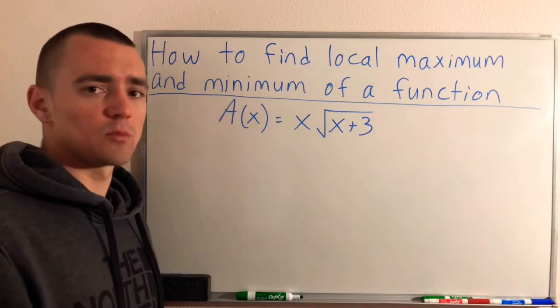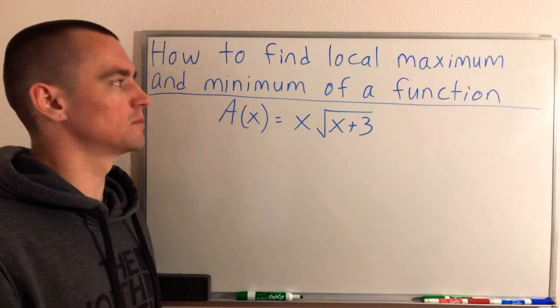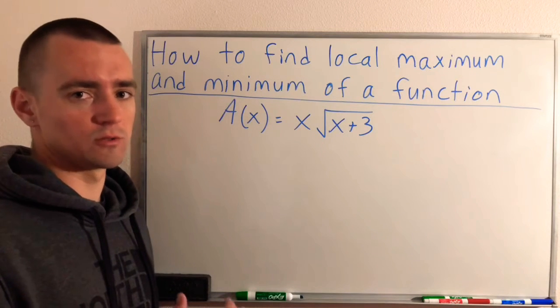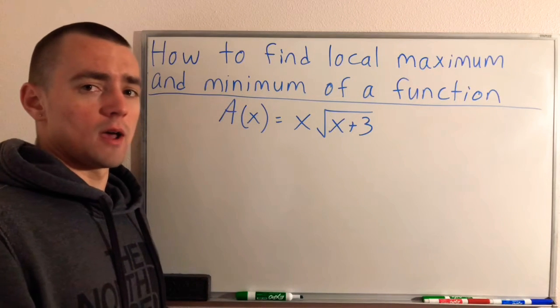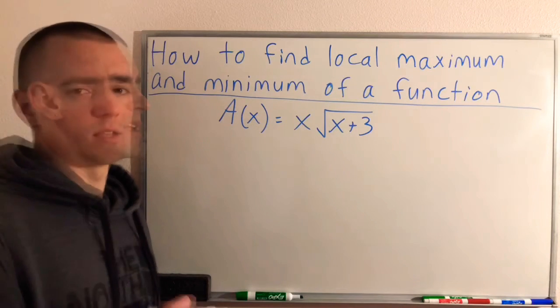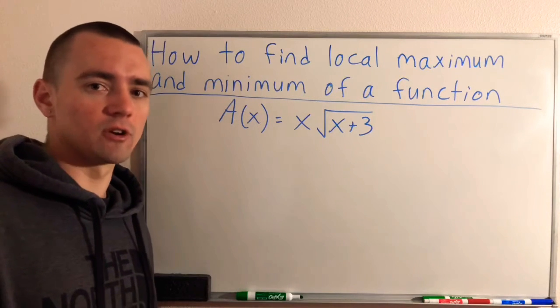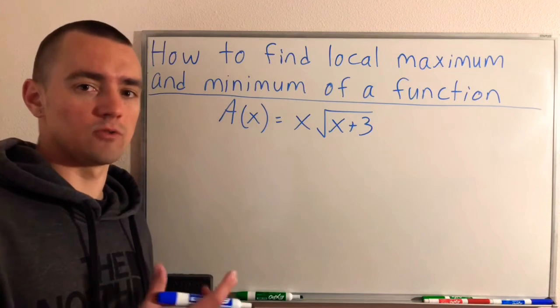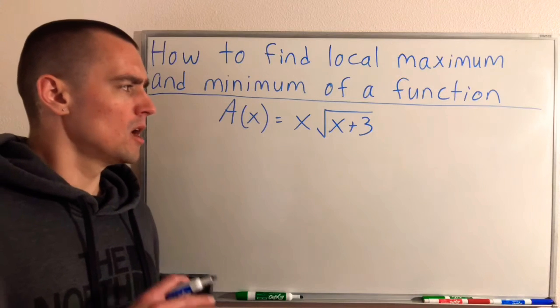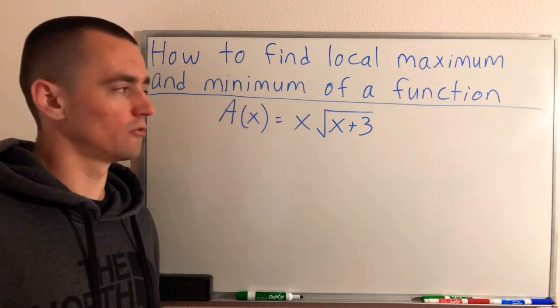It's going to be the same kind of process, but today I'm going to be showing you how to find local maximum and minimum values of a function. When you're asked to find the local maximum and minimum values of a function, it's really pretty similar to finding increasing and decreasing intervals of a function, and I have a video on that as well if you want to check that out. But the first step in doing that is finding the critical numbers of the function.